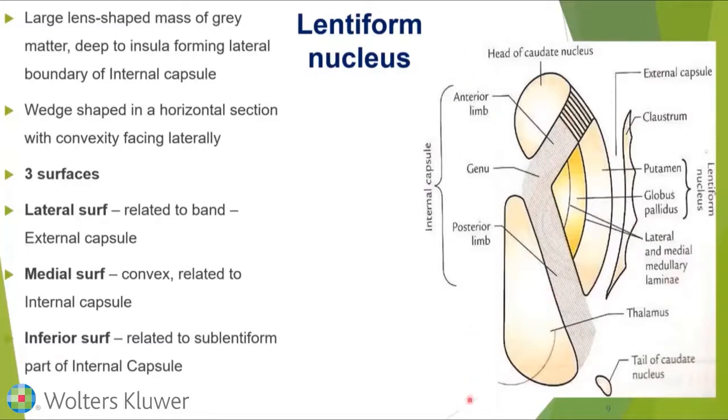If this is the midline, medial most, and this is lateral most, this is the internal capsule. So lentiform nucleus lies lateral to internal capsule. It is wedge-shaped in a horizontal section with a convexity facing laterally. It has three surfaces: a lateral surface, a medial surface, and an inferior surface.